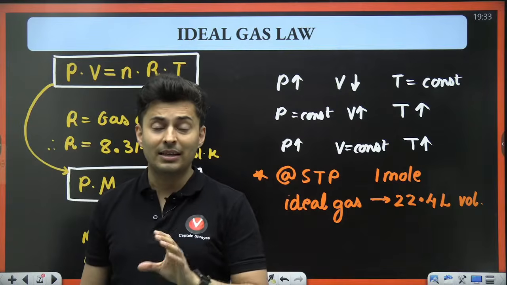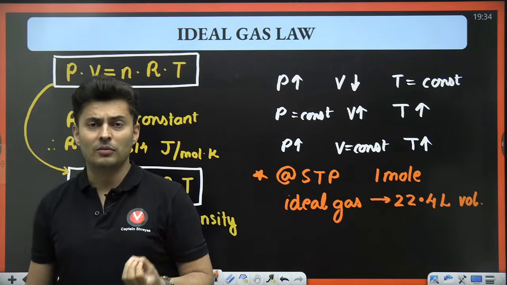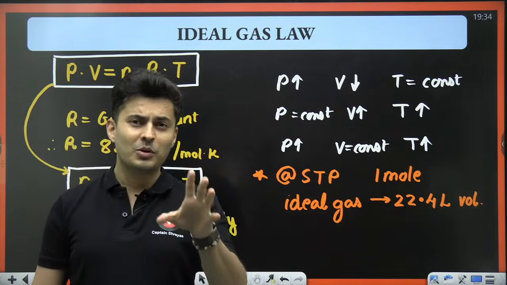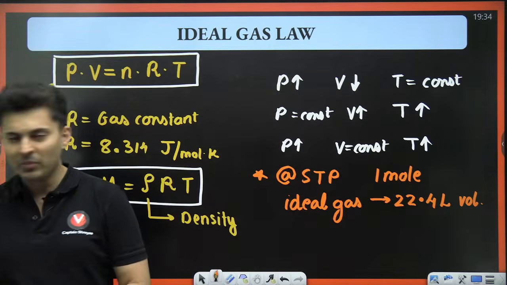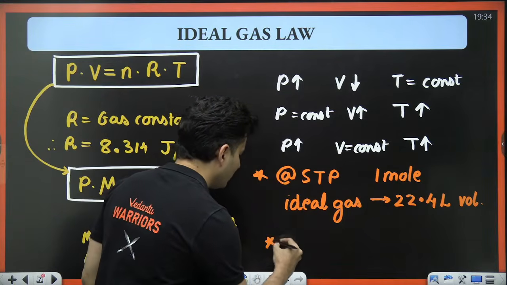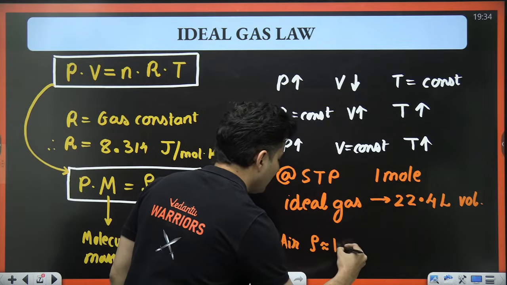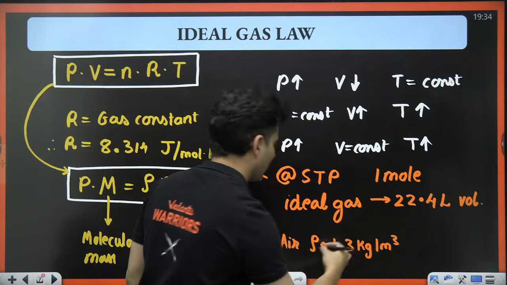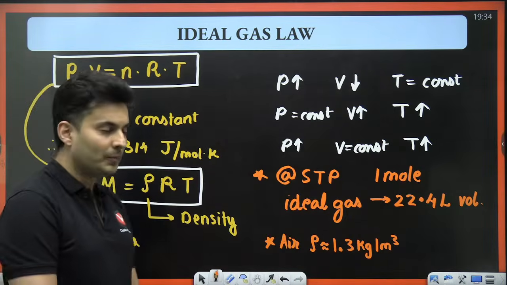of air specifically. If you talk about air, which is the mixture of oxygen and nitrogen, it's almost close to 1.3 kg per meter cube. 1.3, okay, that's the approximate. So for air, the density is approximately 1.3 kg per meter cube, close enough to that. Something which you should know.